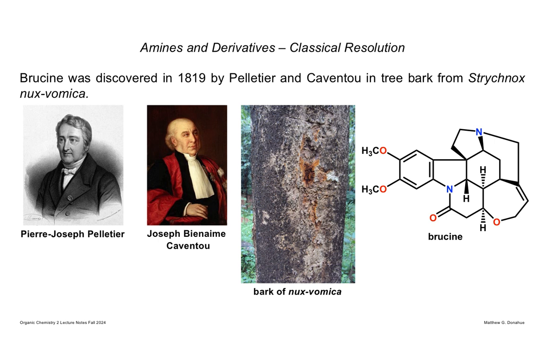So brucine was discovered in 1819 by Pelletier and Caventou from tree bark of this species here. So here you see some pictures of Pelletier and Caventou, and then the bark of that tree. And in that bark is brucine. So it's harvested and isolated, and it's used as a resolving agent.